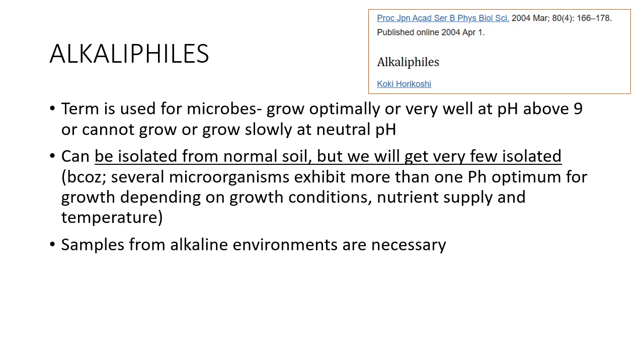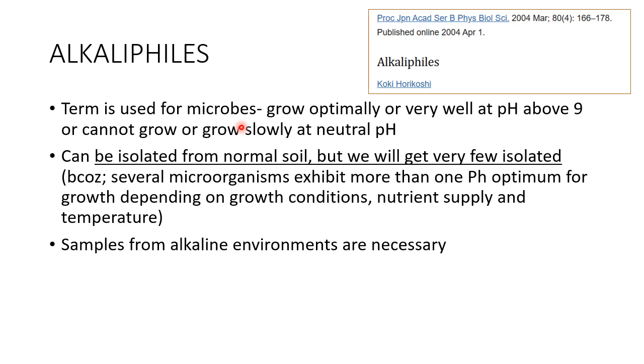Okay, so here we are going to talk about basics related to alkaliphiles, and the research paper that I have referred for this particular video is this one. It is a very good paper, and you will find everything related to the practical of isolation of alkaliphiles in detail. Now the term is used for microbes that grow optimally or very well at the pH above 9, and they cannot grow or grow very slowly at the neutral pH.